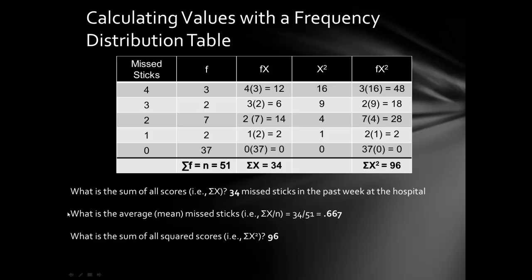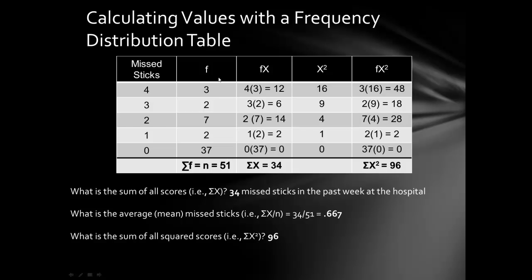So if I ask you, what is the sum of all scores, or in other words, the sum of X? You can't get the sum of X by just saying 4 plus 3 plus 2 plus 1 plus 0. Remember, this doesn't tell you how many times those values appeared in the data set. It just tells you the range of values. To get the sum of X, the sum of all the scores, or how many missed sticks there were in total in this sample, you have to take the frequencies into account. So you have to multiply X times F for each different group to get the total sum of X.